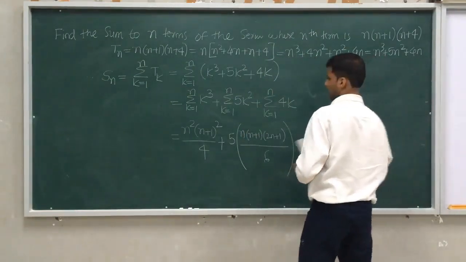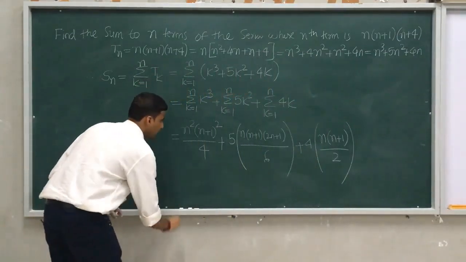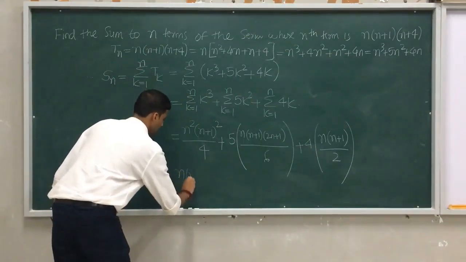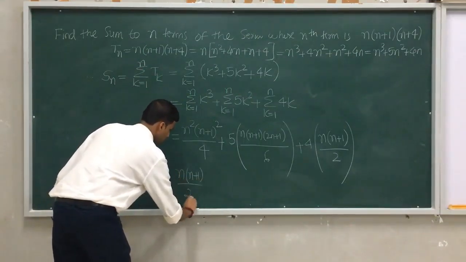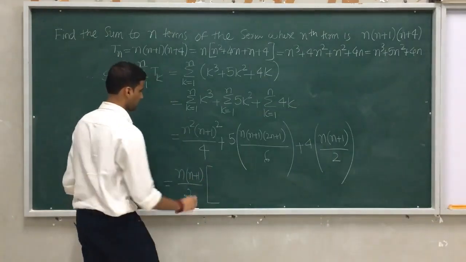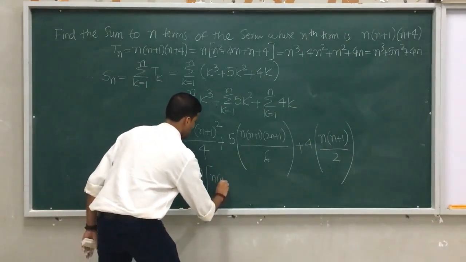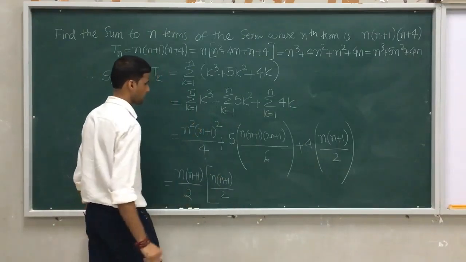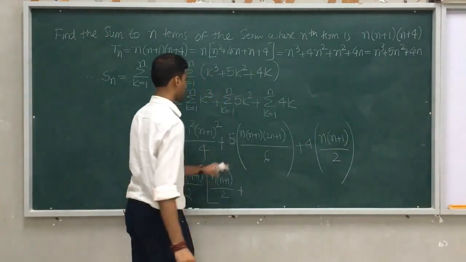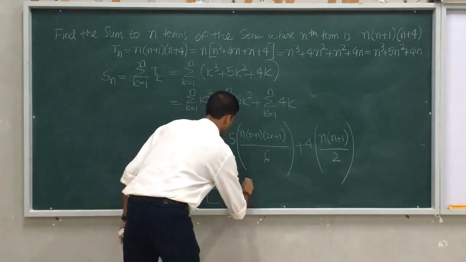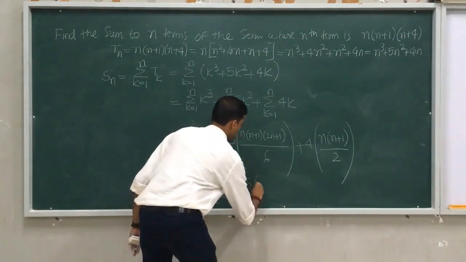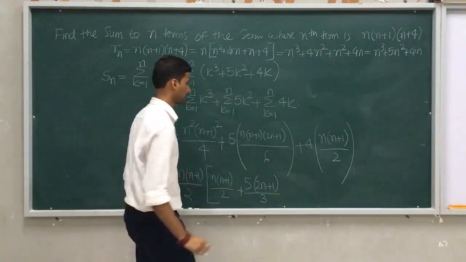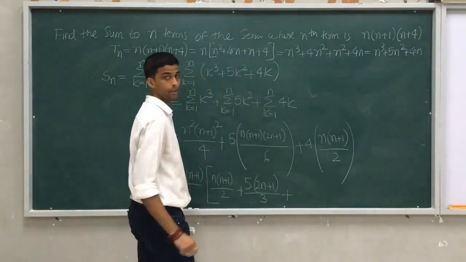So if you keep it as it is, it's fine, but it's better we simplify a bit. We can say n into n plus 1 by 2 is common. When you take it out, you are left with n into n plus 1 by 2, because it is n square, n plus 1 the whole square by 2 into 2, plus you took 3 common, so 2 common, so n into n plus 1 is 5 times of 2n plus 1 by 3, because 2 3s are 6. Here you took already n into n plus 1 by 2 as common.